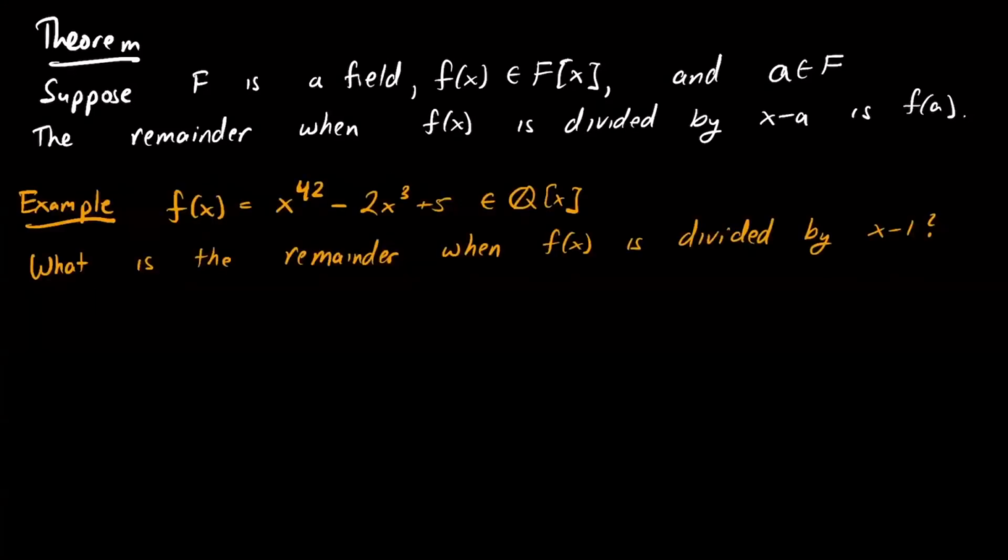Okay, so we're ready to look at some examples now. So I'm going to consider this polynomial f of x as x to the 42 minus 2x cubed plus 5. And I'm going to ask the question, what is the remainder when f of x is divided by x minus 1?